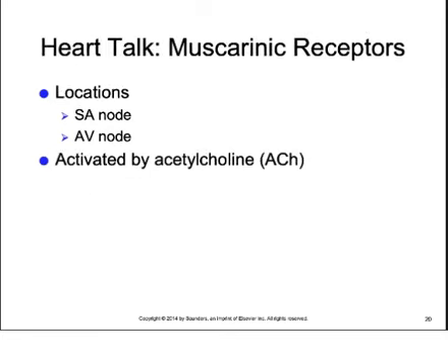The cardiac cholinergic receptors for acetylcholine are called muscarinic. It's important to note that there are no muscarinic receptors in the ventricular myocardium, and as a result, the contractility is not going to be affected by acetylcholine, and the intrinsic heart rate of the ventricular myocardium won't be affected either.